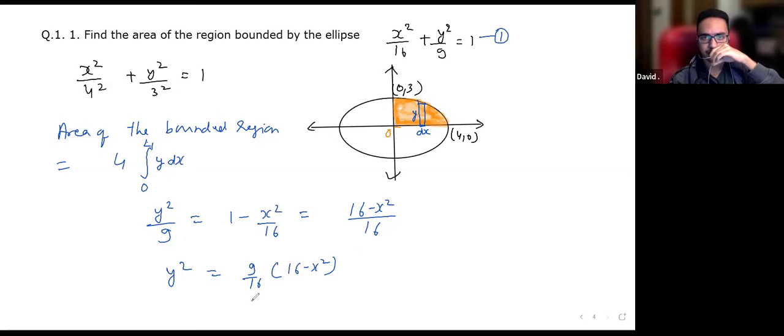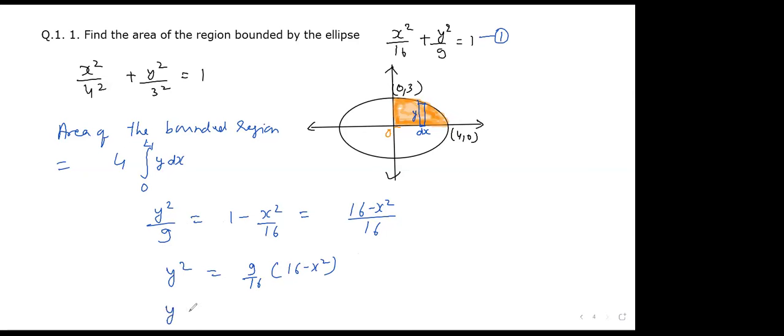And now y equals the square root of the complete expression, taking square root on both sides. So 9 over 16 and 16 minus x square. And further we can write this 9 over 16: square root of 9 is 3 and square root of 16 is 4, and under root we have 16 minus x square. Now you tell me whether you understood it.